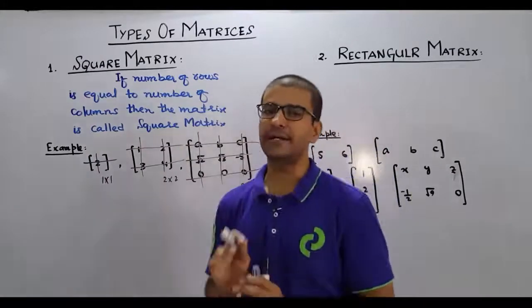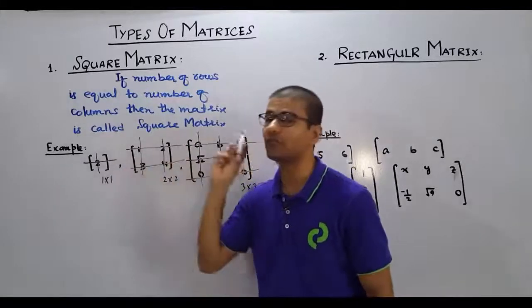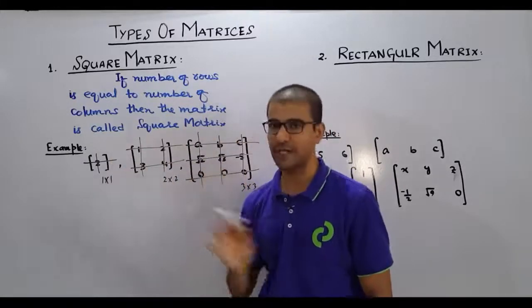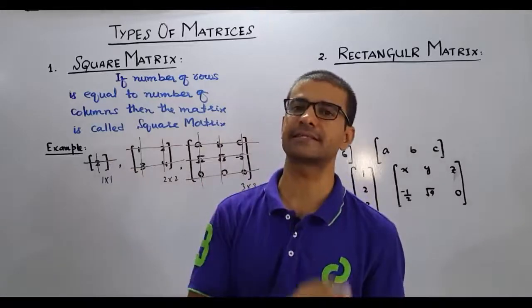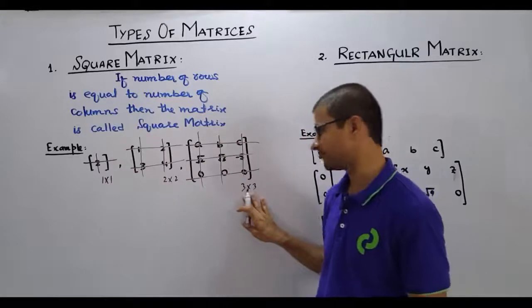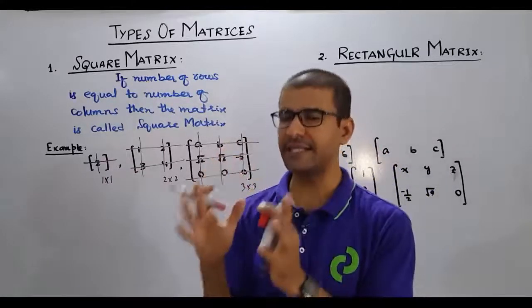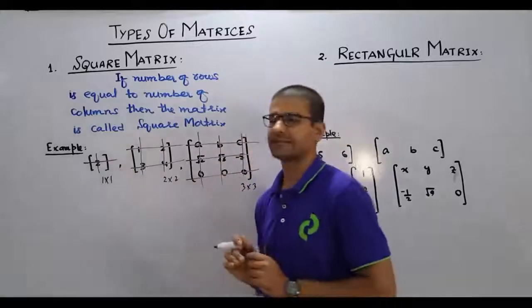So how can we decide this is a square matrix? For this we have to observe the number of rows and number of columns. If they are equal, then the matrix is called square matrix. 1 by 1, 2 by 2, 3 by 3, order 4 by 4, order 5 by 5. These are the square matrices.